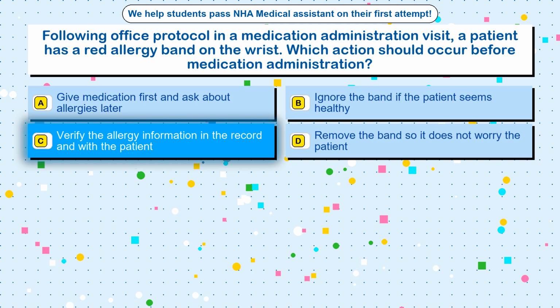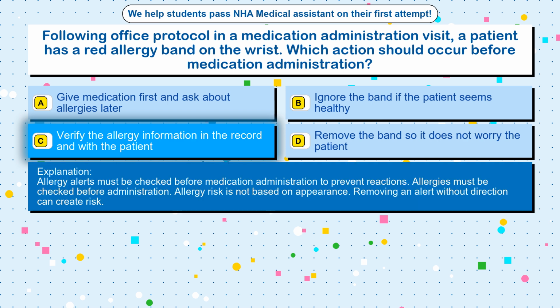The correct answer is option C, verify the allergy information in the record and with the patient. Allergy alerts must be checked before medication administration to prevent reactions. Allergies must be checked before administration. Allergy risk is not based on appearance. Removing an alert without direction can create risk.